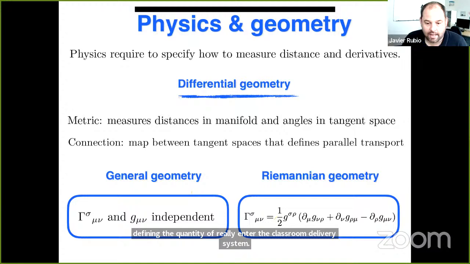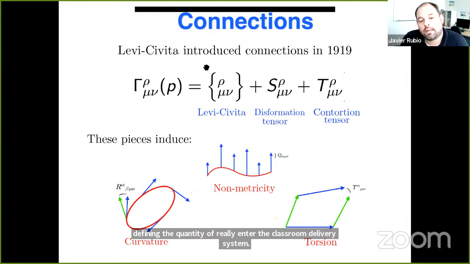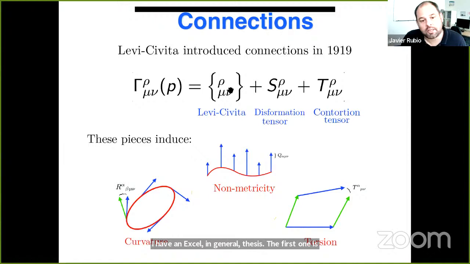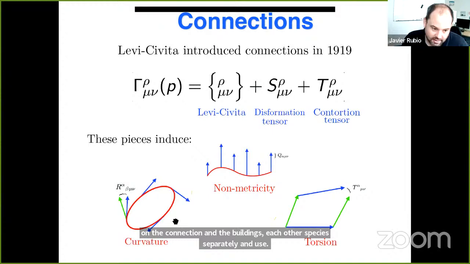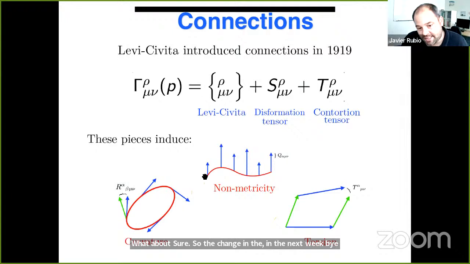they could be independent. A general connection includes three pieces. The first one is the so-called Levi-Civita connection, the usual element in general relativity. Then we can also have a deformation tensor that measures the incompatibility of the connection with the metric, and a contortion tensor that measures the antisymmetry of the connection in the two lower indices. Each of these pieces separately induces curvature, the change in the direction of a vector when we transport it around a closed path; non-metricity, the change in the length of the vector when we parallel transport it; and torsion, the non-closing of the parallelogram when we parallel transport two vectors along each other.